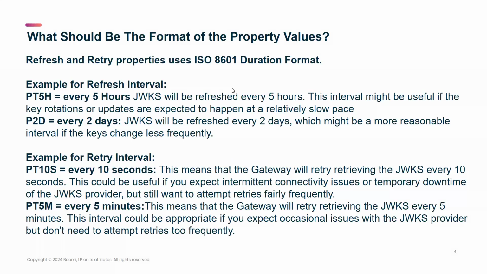Refresh and retry property values should be configured using ISO 8601 duration format. Here are the examples of this format. For refresh interval, PT5H means that JWKS will be refreshed every 5 hours. Likewise, P2D means it will refresh JWKS every 2 days. You can set the interval based on how frequently the JWKS is updated by the IDP. For retry interval, PT10S means gateway will retry retrieving the JWKS every 10 seconds in the event of a failure.